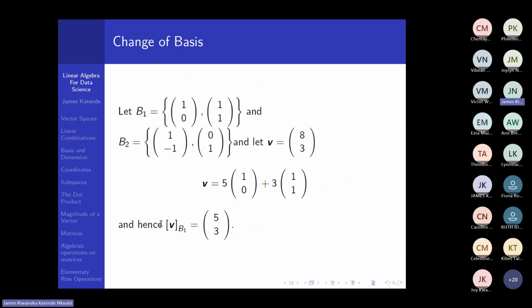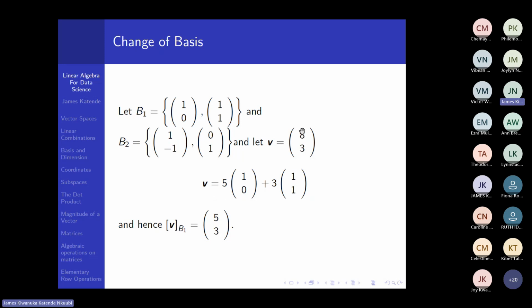So now let's do a concrete example. We're going to pick two bases of R2. So the first basis consists of the vectors (1, 0) and (1, 1). Second basis B2 consists of the vectors (1, -1) and (0, 1). So we have two bases. So let's pick a vector (8, 3) from R2.